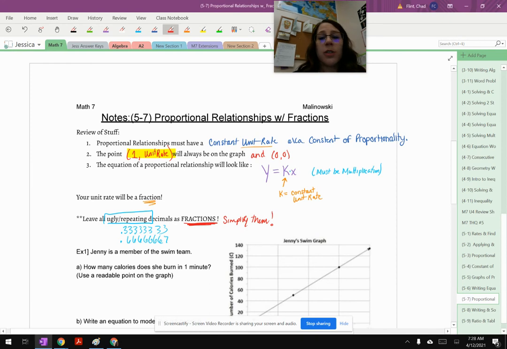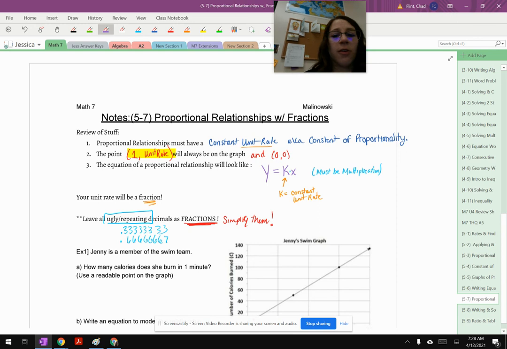Notes for 5-7. We're starting off with example 1, but there's a few things I forgot to talk about in 5-7 because I wouldn't be me if I didn't forget things or leave things out. It's not funny. It's fine.